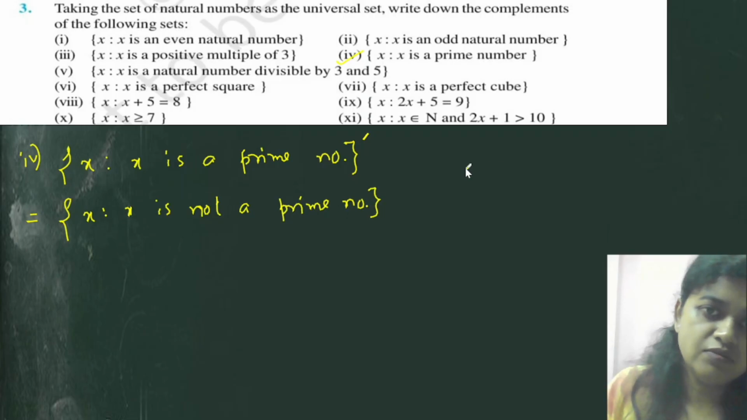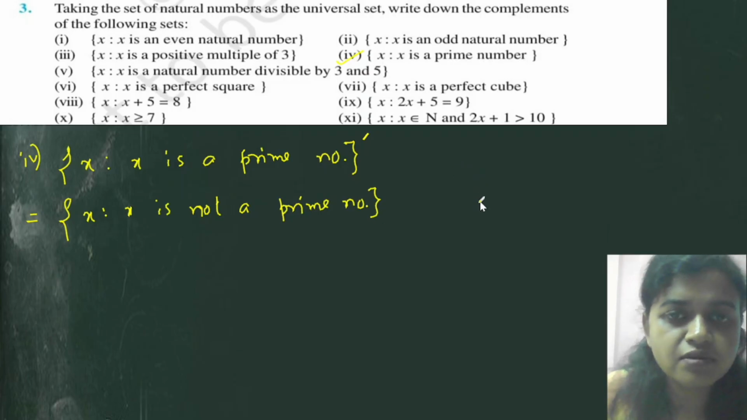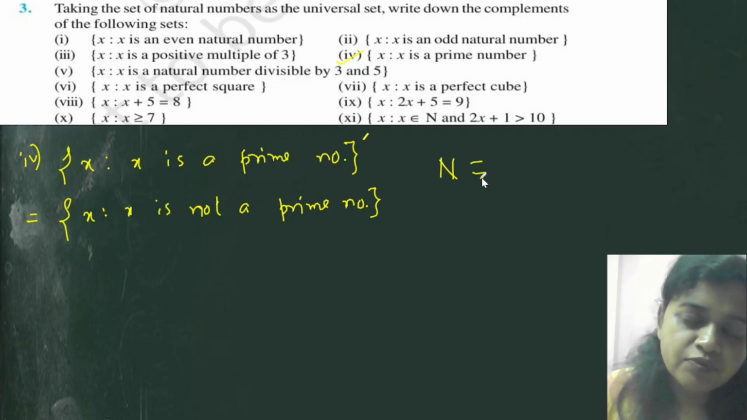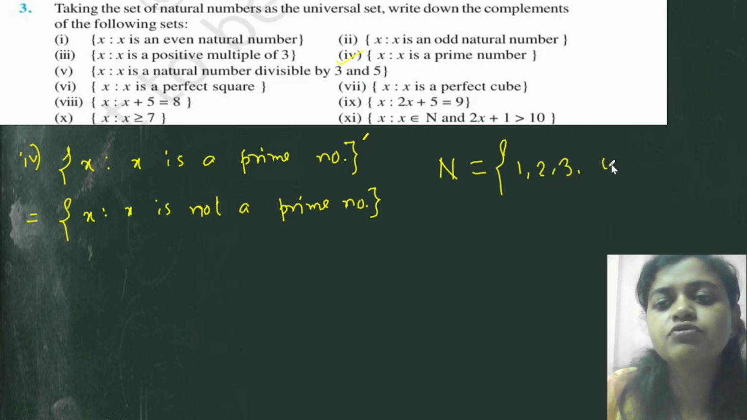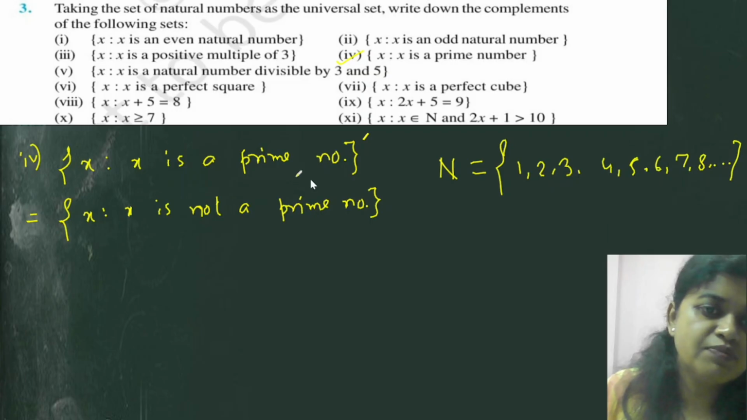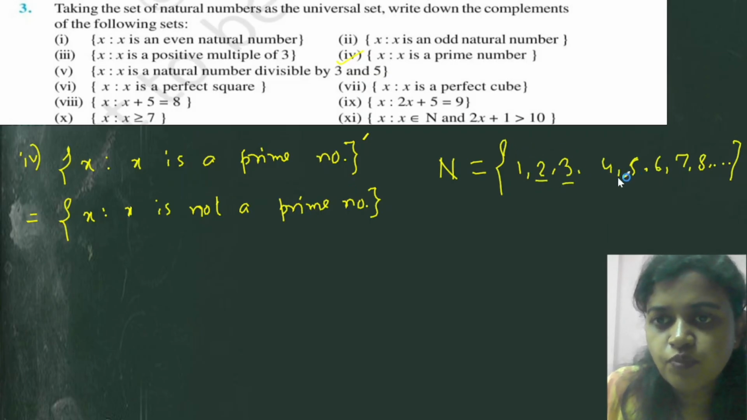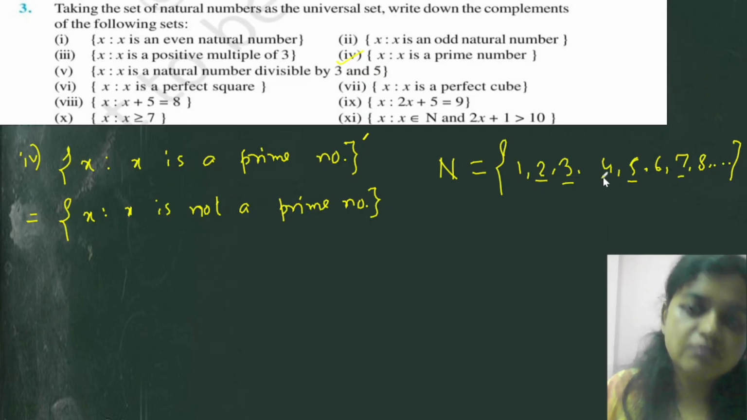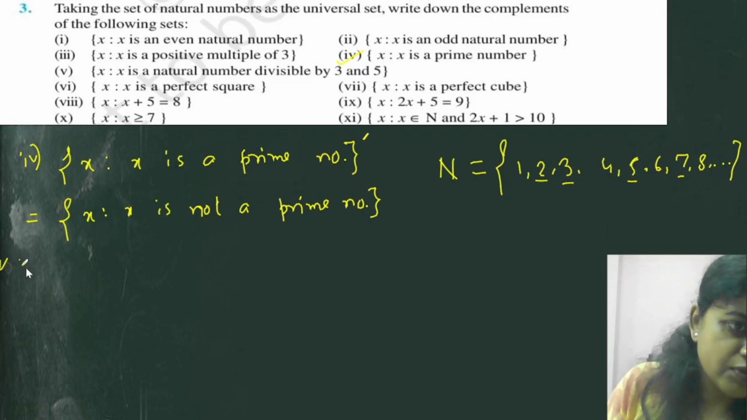Clear? Okay. So I think you all understand. We are taking the natural numbers as the universal set. So whatever sets are given here, we have to subtract them from the natural number set: 1, 2, 3, 4, 5, 6, 7, 8 and many more. Prime numbers are, suppose, 2, 3, 5, 7. If we remove these elements, we will get what? These are not prime numbers. Okay. Next, 4, 5.